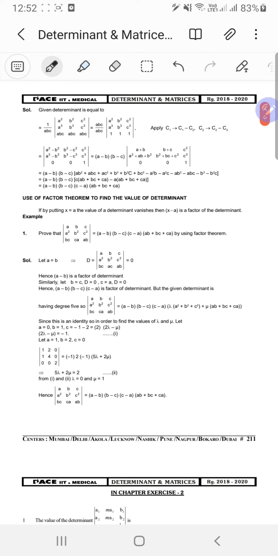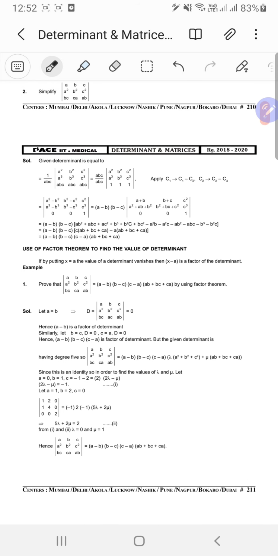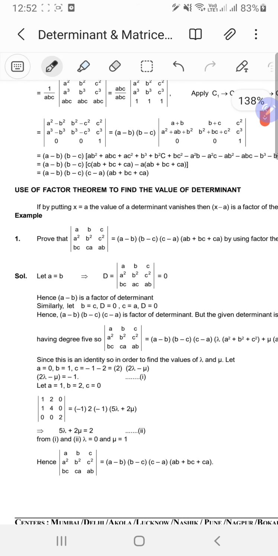Use of factor theorem to find the value of the determinant. If by putting x equal to a, the value of what x equal to, I don't get it. Oh, okay, so for example, if x was one of the elements. Let's look at the example first. Putting a equal to b, you get determinant as 0. Hence a minus b is a factor of the determinant.